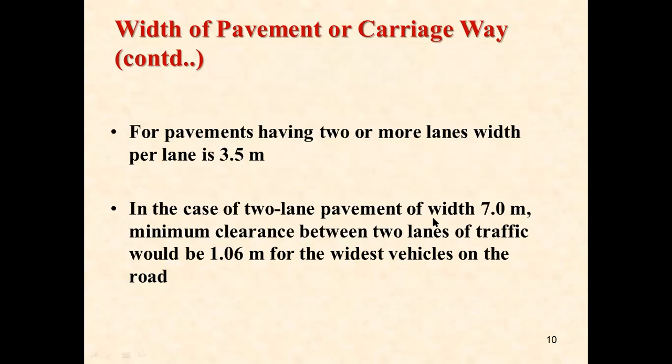In the case of a 2 lane pavement of width 7 meters, the minimum clearance between 2 lanes of traffic would be 1.06 meters for the widest vehicles on the road. So for a 2 lane road, the clearance we are going to provide is 1.06 meters. We arrive at 3.5 meters per lane for multiple lanes, so the total is 7 meters, designed based on the traffic. The clearance between the 2 lanes of traffic will be 1.06 meters, considering the same width of the vehicle.